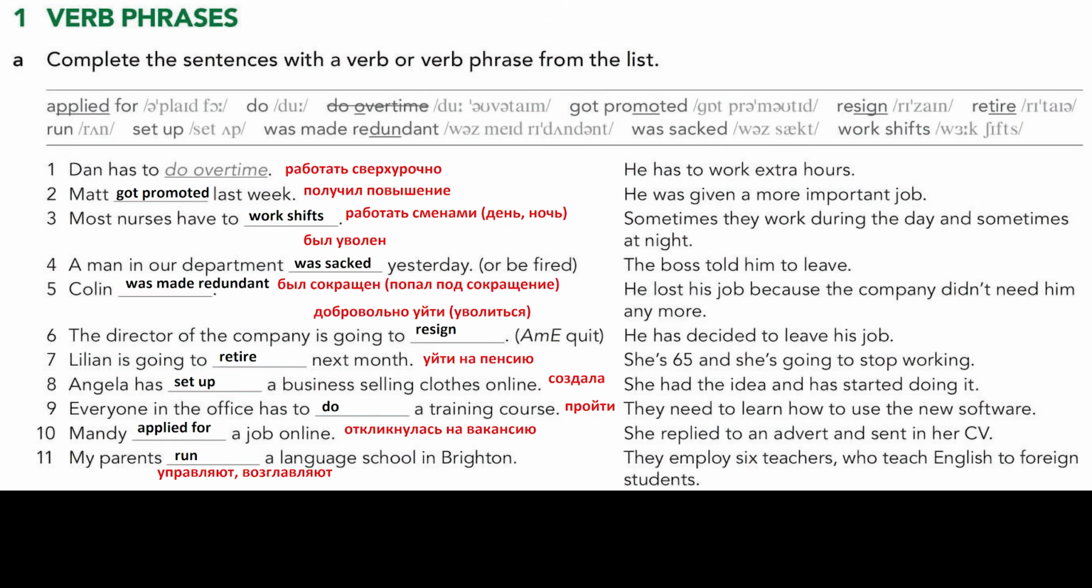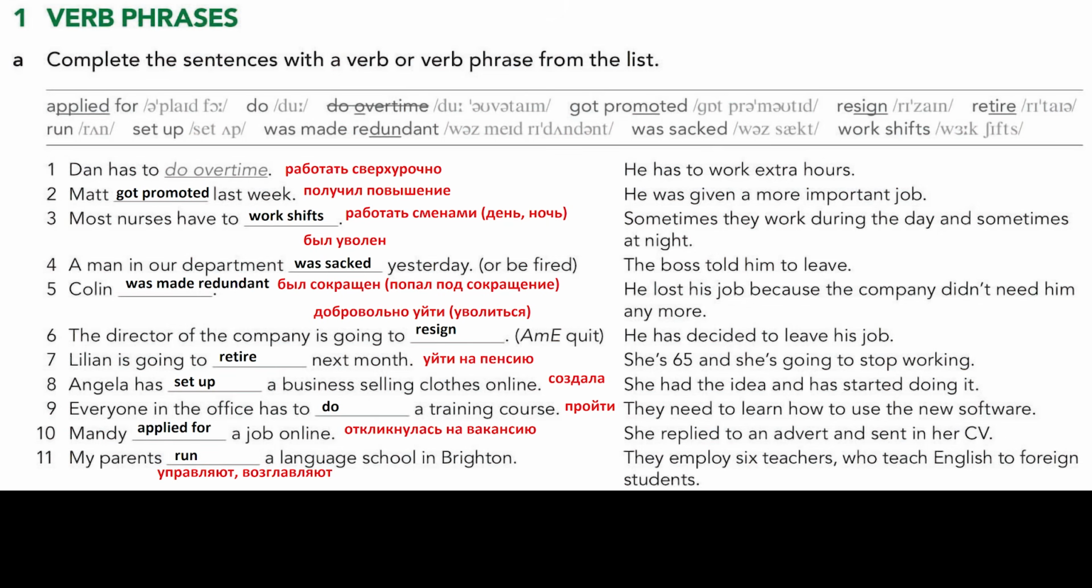4. A man in our department was sacked yesterday. The boss told him to leave. 5. Colin was made redundant. He lost his job because the company didn't need him anymore. 6. The director of the company is going to resign. He has decided to leave his job. 7. Lillian is going to retire next month. She's 65 and she's going to stop working.